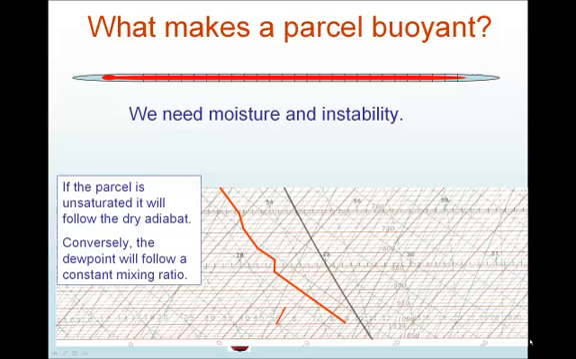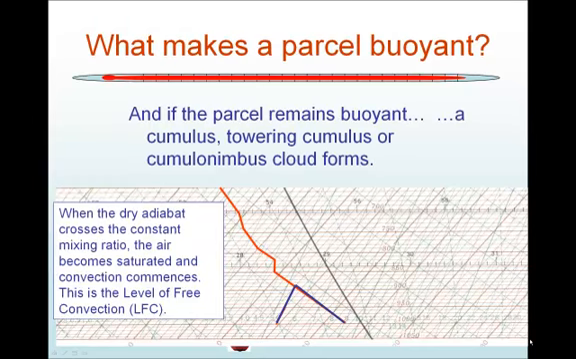If the parcel is unsaturated, it will follow the dry adiabat. Conversely, the dew point will follow a constant mixing ratio line. Shown in this figure here is a temperature profile and the mean mixing ratio for the lowest 50 hectopascals. And this is the value that will be used in convective calculations. So we lift the parcel along a dry adiabat and along the line of constant mixing ratio, and we arrive at a condensation level.